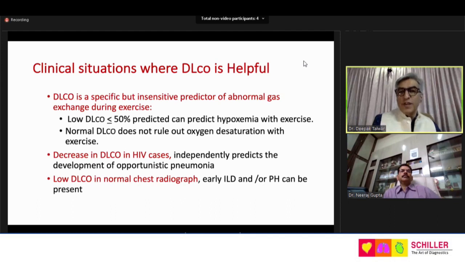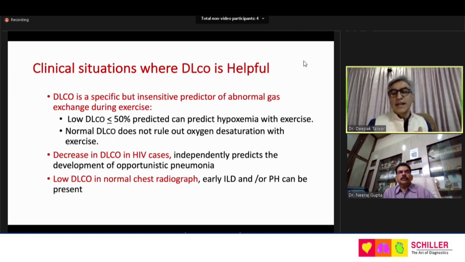So what are the clinical situations where a diffusion study is helpful? We know the diffusion study is a specific test, but now we have learned that it is an insensitive predictor of abnormal gas exchange, particularly during exercise. So it is important to ask whether a low diffusion capacity can predict that it will cause exercise-induced desaturation in a patient. If diffusion capacity is less than 50%, that can predict that this patient will develop hypoxemia on exercise. However, levels above 50% do not accurately predict exercise-induced hypoxia. Almost 50% of the diffusion capacity needs to be gone before exercise-induced hypoxemia will be produced. Also, a normal diffusion capacity or DLCO does not rule out oxygen desaturation with exercise. There are other factors for exercise desaturation also.